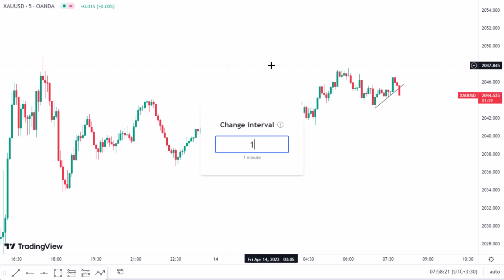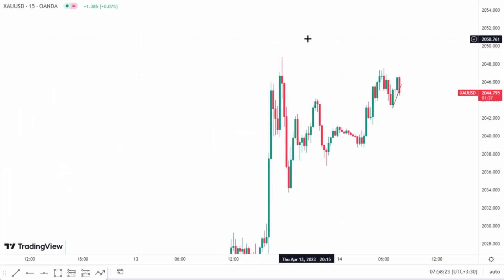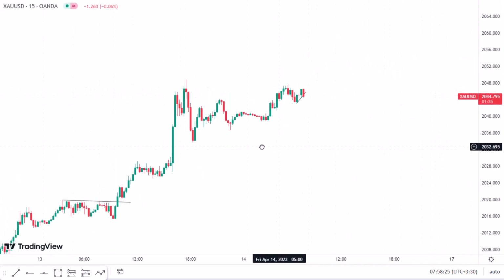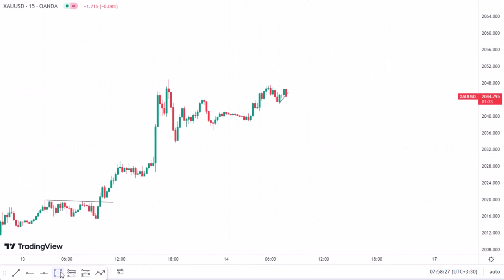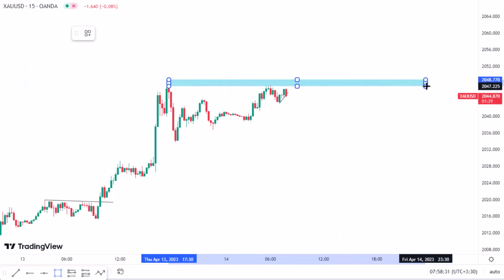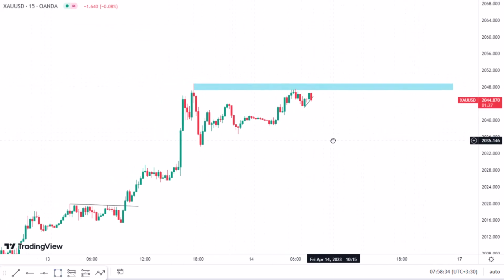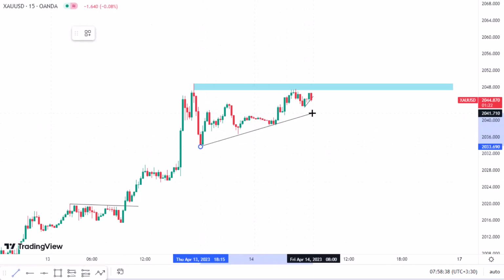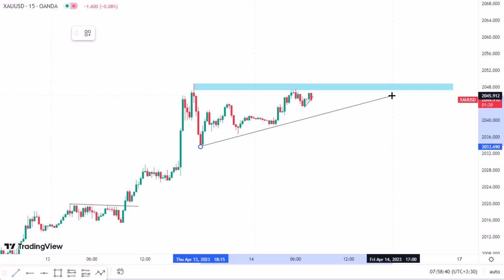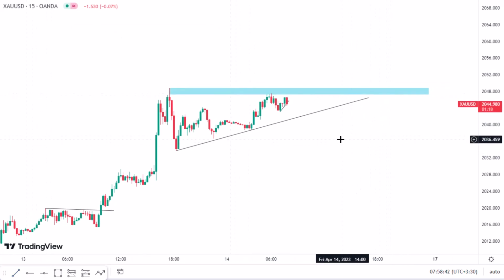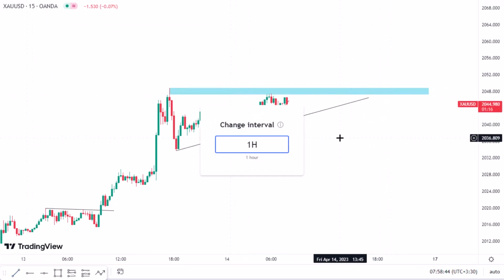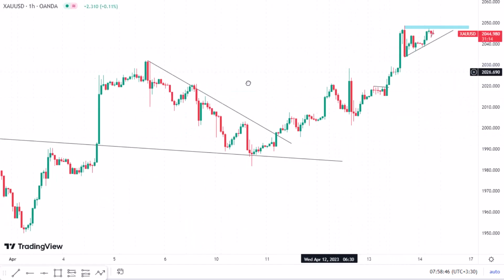But in bigger time frames like the 15-minute time frame, let's check if we have something or not. You know, actually we can imagine a resistance like this for the price, okay? And also let's see if we have a trend line here or not. A trend line like this one too in bigger time frames like the 1 hour time frame.